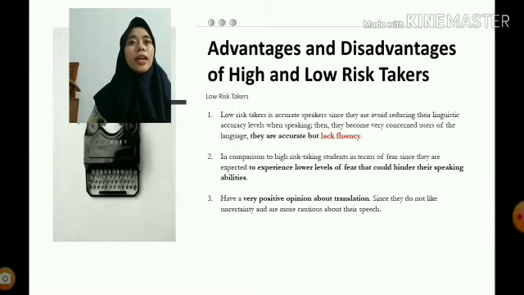Low risk takers gain an advantage in comparison to high risk taking students in terms of fear, since they are expected to experience a lower level of fear that could hinder their speaking ability. Additionally, low risk takers hold a very positive opinion about translation, since they don't like uncertainty and are more cautious about their speech. It's not surprising that they find in translation an opportunity to check what they are going to say in their native language before actually saying it in the target language.